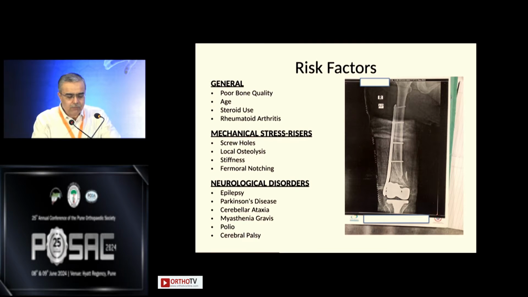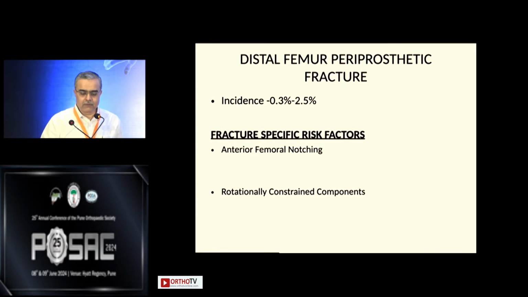Patients with poor bone quality, advanced age, patients on steroids, rheumatoid arthritis are likely to develop or sustain periprosthetic fractures. If you have notched your femur while doing TKA, stiffness in the total knee post-procedure, epileptic patients or patients with myasthenia, polio. So these are the subset of patients who are likely to develop periprosthetic fractures, and we should be watchful in these patients.